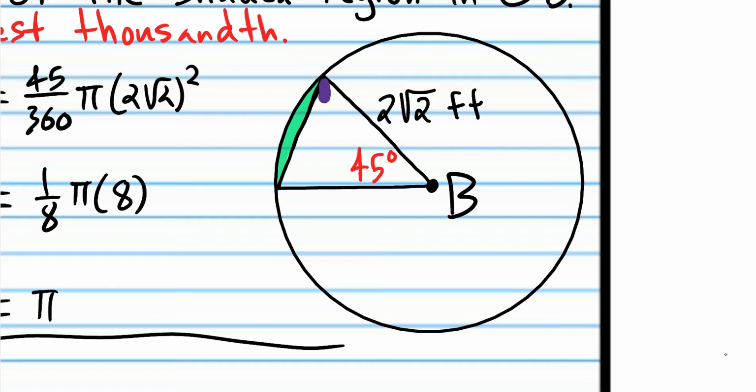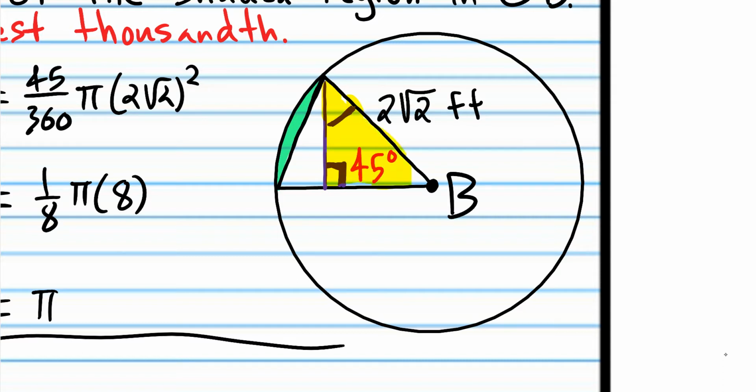We're going to drop an altitude down here, and I drop that altitude down so that we have a 90-degree angle here. That's just the way I drew it. Now, if this angle here is 45 and this angle is 90, well, that means this angle must be 45. So now this yellow triangle is a 45, 45, 90 triangle.